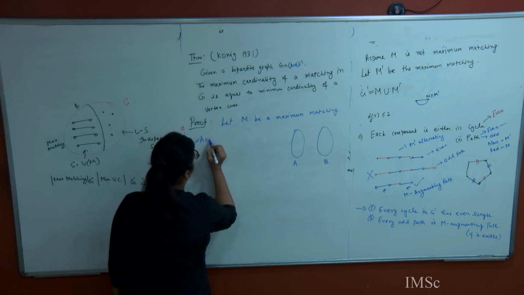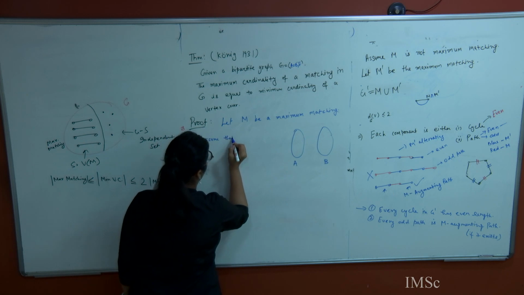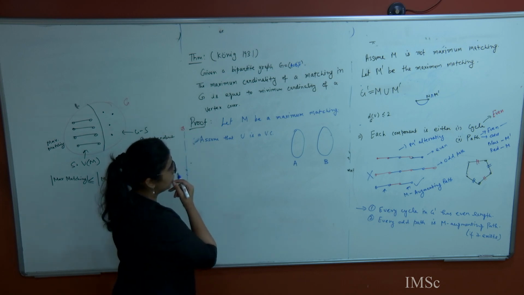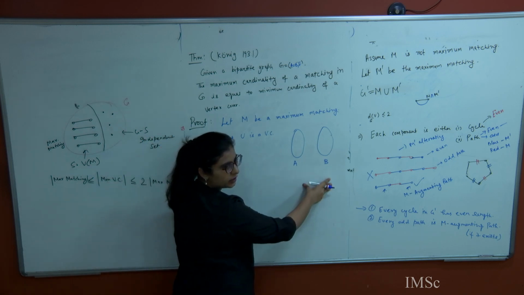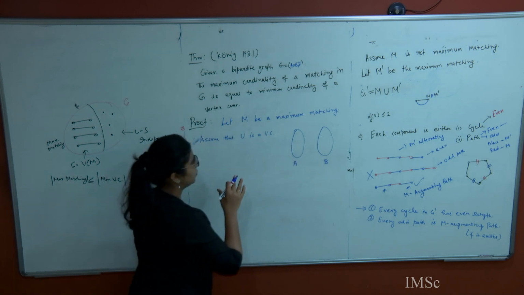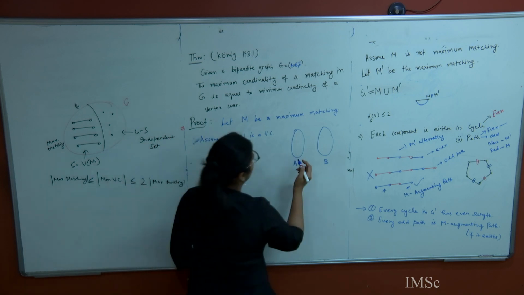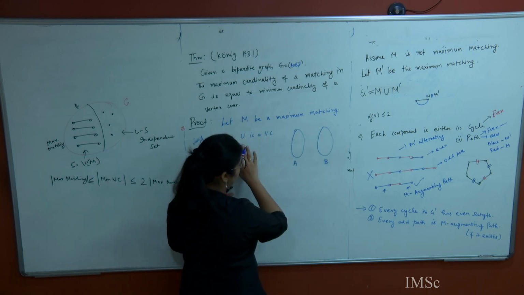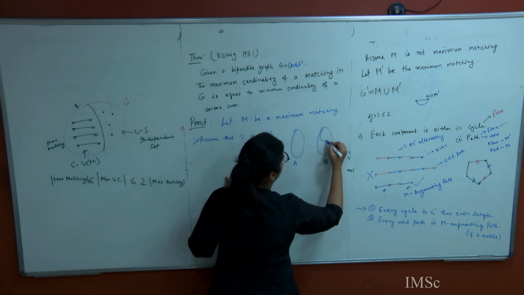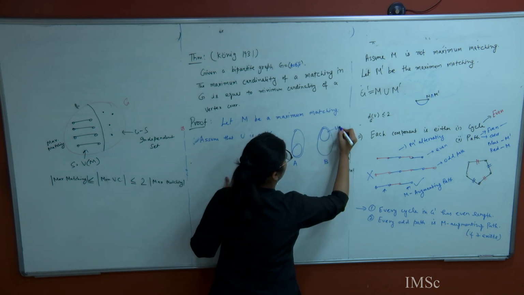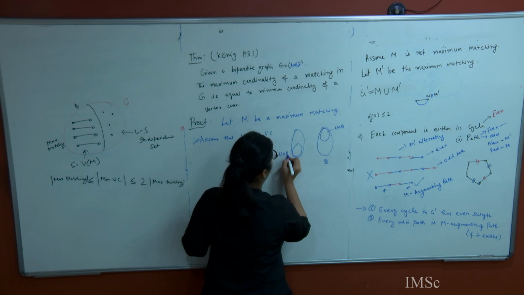Let's assume that U is a vertex cover. We are trying to find this U. So you will have some vertices from A, some vertices from B. This is a constructive proof. Given a matching, we are trying to construct this vertex cover. So U will have some vertices from here, some vertices from here. This is U intersection B, U intersection A.